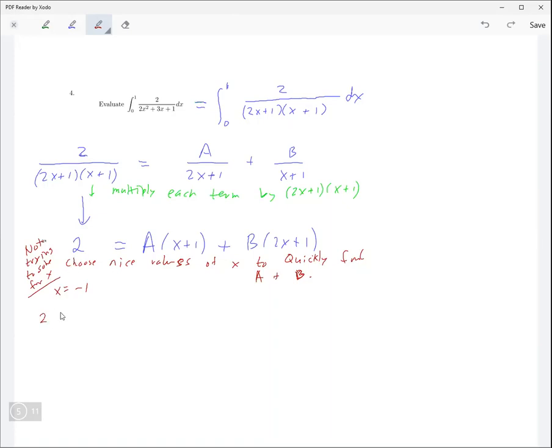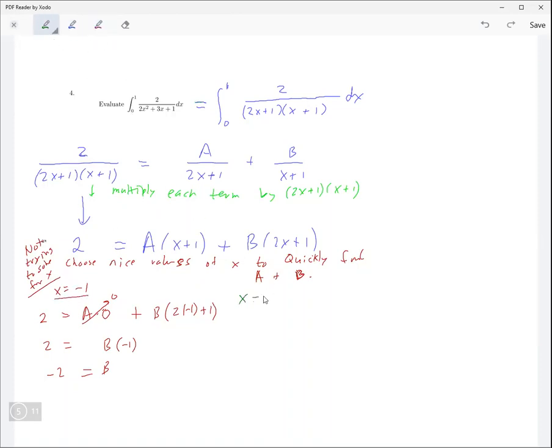And the left-hand side will be 2. This will be a times 0. I like when things are 0 because it just goes away. And then b times, if I put a -1 in here, I get negative b. So b is going to be -2. And that's from setting x equal to -1.